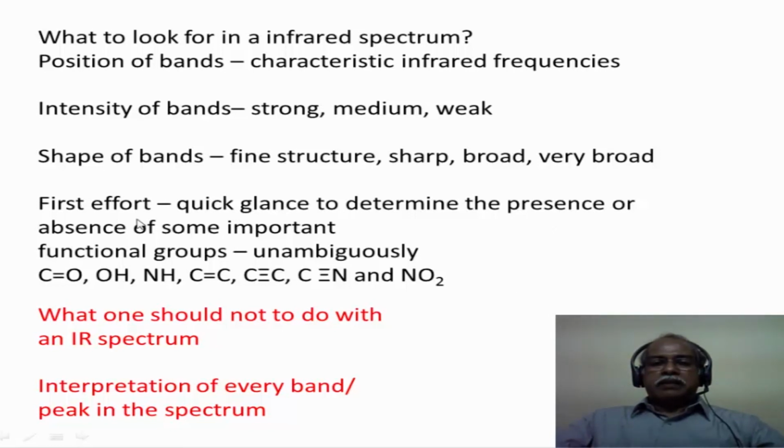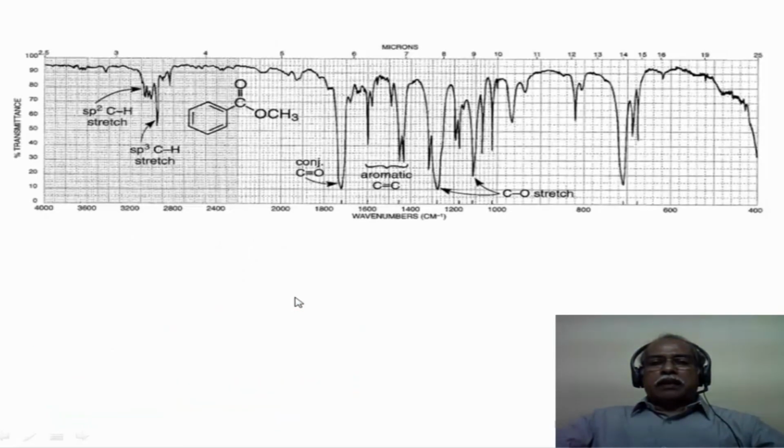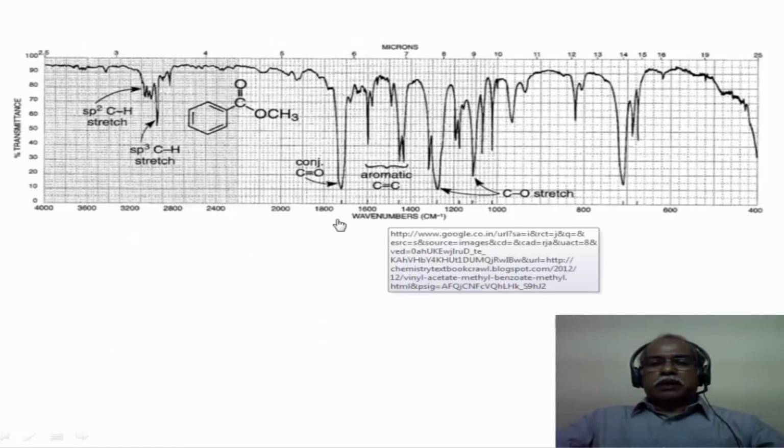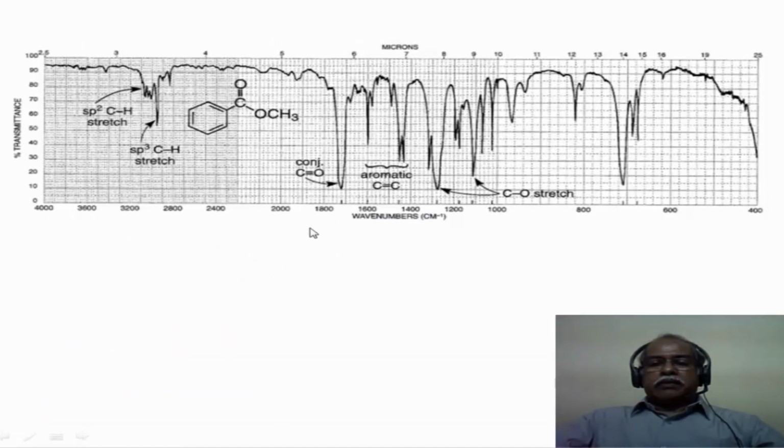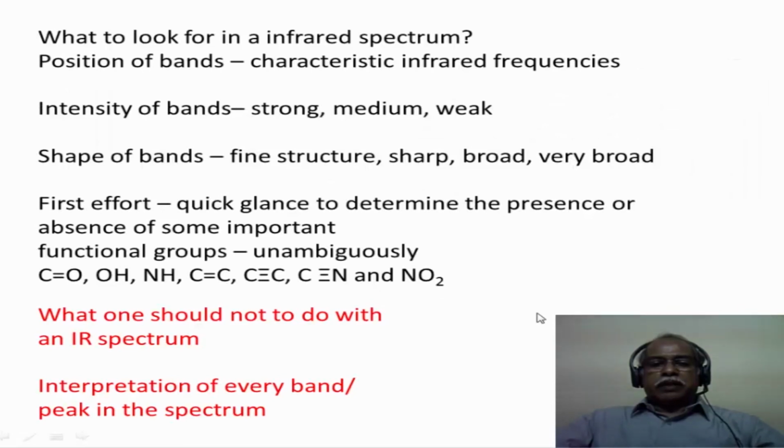In the very first effort, a very quick glance can determine the presence or absence of some of the important functional groups unambiguously. For example, the carbonyl functional group, whether it is there or not, will typically appear in the region between 1600 and 1800 inverse centimeters. Similarly, OH has a special region, NH has a special region, C double bond C has a special region. Likewise, these functional groups can be unambiguously detected, and one can tell from the infrared spectrum whether these functional groups are present or not in a definitive manner. So that is what the infrared spectrum is generally used for.